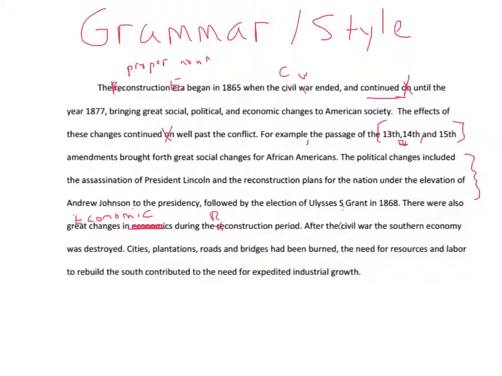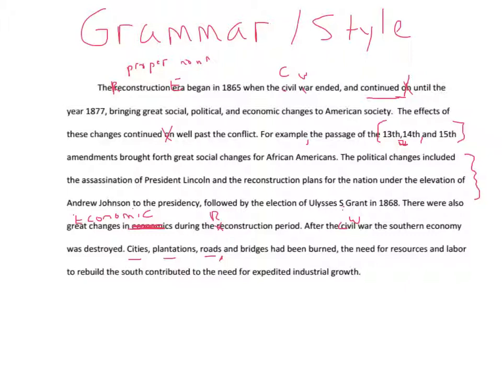After the Civil War, the Southern economy was destroyed. Cities, plantations, roads, comma. Remember, in a list, we need a comma after each of the items in the list, 1, 2, 3, except for that last item. Cities, plantations, roads, and bridges had been burned. The need for resources and labor to rebuild the South contributed to the need for expedited industrial growth.